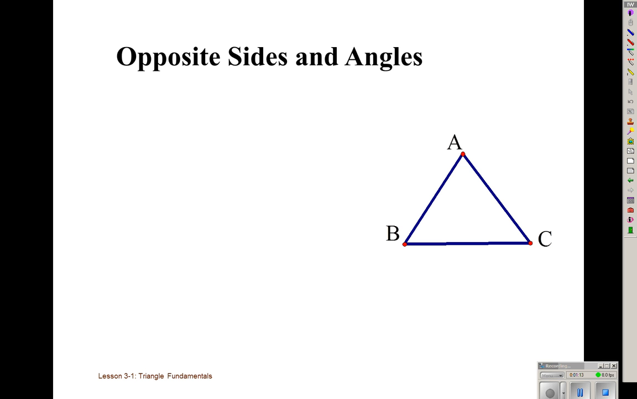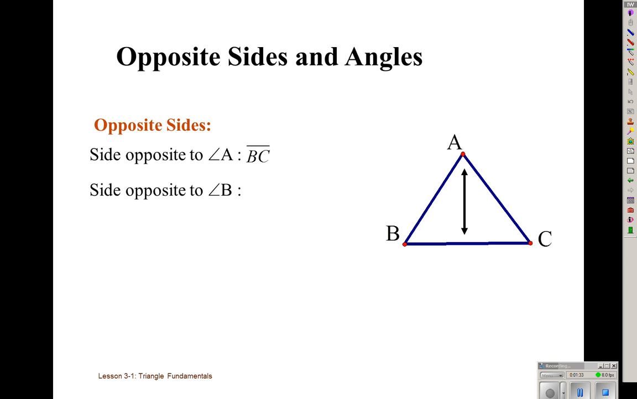And when we're talking about triangles, we also need to worry about angles and their opposite sides. So, take for example angle A. Draw across the triangle to the opposite side, and that is segment BC. The side opposite to angle B, draw to the opposite side, and that's segment AC. And then the side opposite to angle C, draw to the opposite side, and that's segment AB.